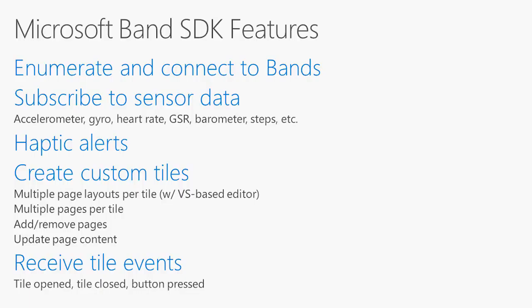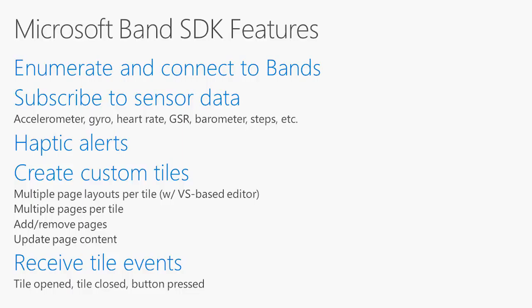It effectively allows you to use the band as an auxiliary display for your application. So you can create one or more custom tiles. You can create your own page layouts, and we have a new Visual Studio extension that makes it even easier to build those layouts for your application. You can create multiple pages of content within each tile. You can add and remove your pages, and you can update your content as your application flow and your user experience proceeds.